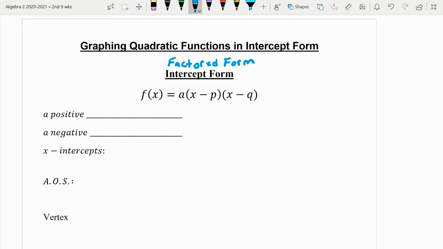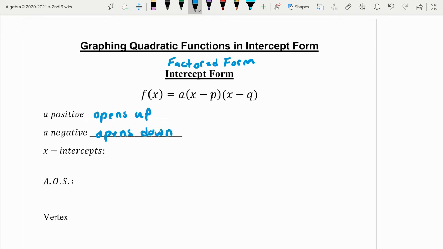We've got f of x, which is the same thing as y. We have a times (x minus p) times (x minus q). All right, so let's break this down. If a is positive, your parabola is going to open upward. If a is negative, it's going to open downward.